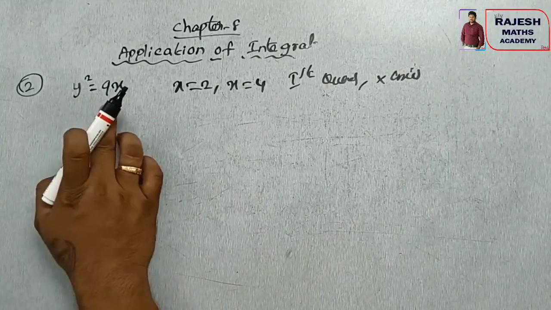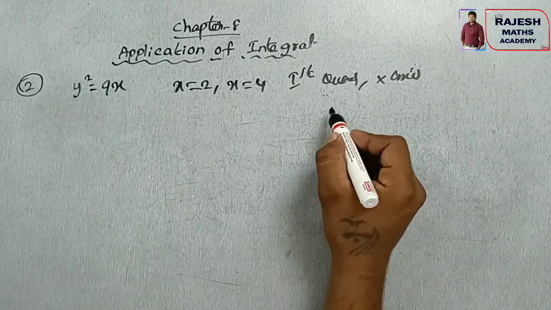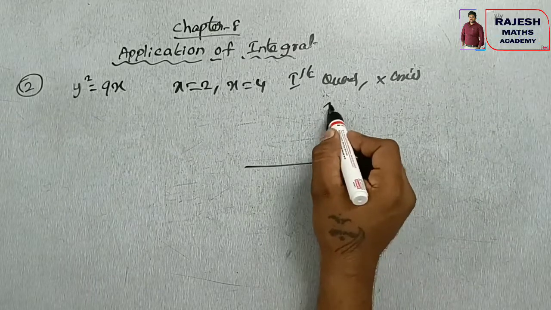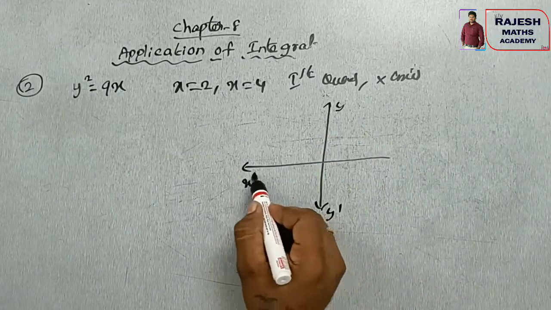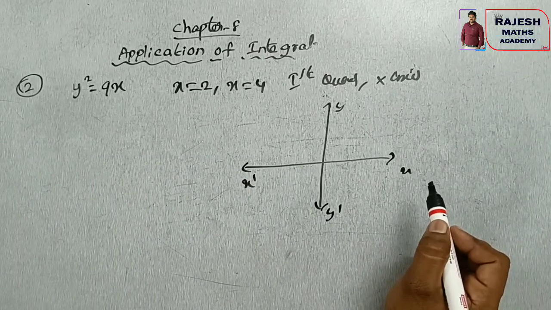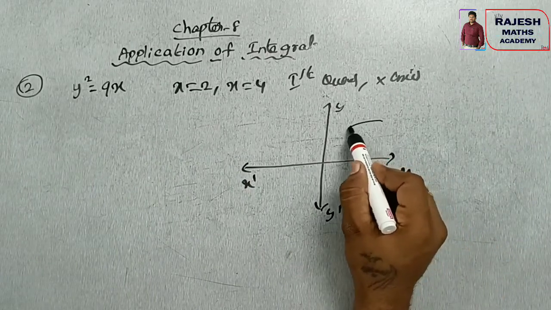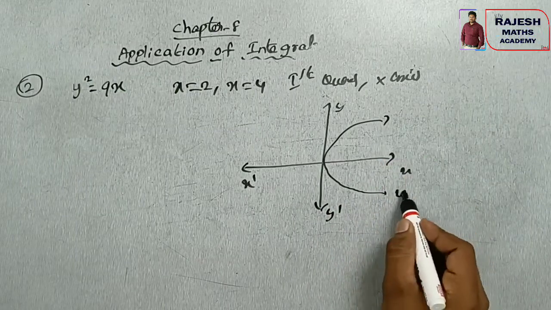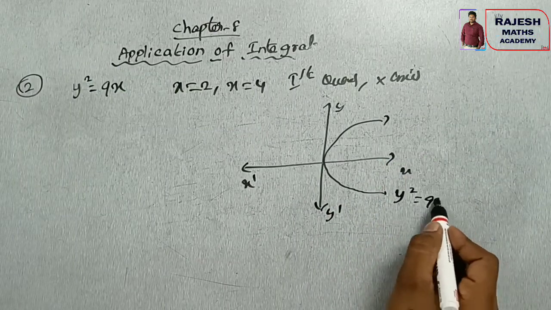So y square equal to 4ax, this is also an open rightward parabola. So this is my y axis, y dash, this is my x axis, x dash. So y square equal to 9x is the open rightward parabola. It will be like that, open rightward parabola. So y square equal to 9x.